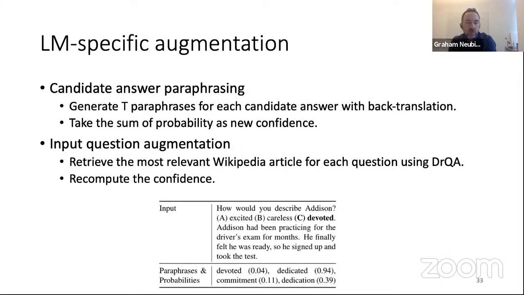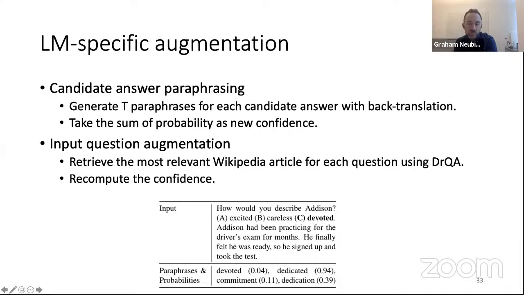And then finally, all of the things I talked about previously could be used for just about any variety of task if you wanted to. But we also tried some things that are specific to the fact that we're doing language model based prediction methods. So we tried to paraphrase the candidate answers. And this is also what I talked about before as answer engineering. So what we do is we generate T paraphrases for each candidate, also again using back translation like we did before. And we take the sum of the probability over all of these candidates.